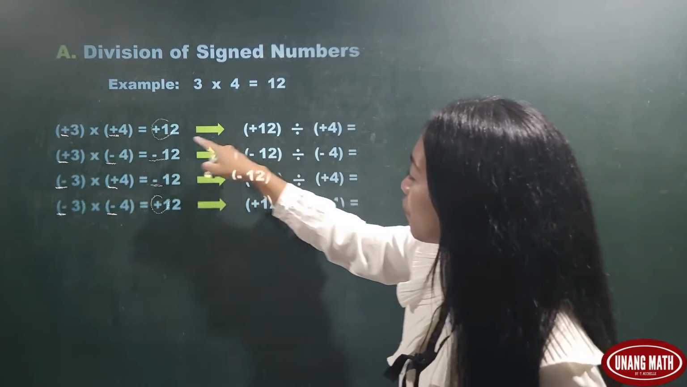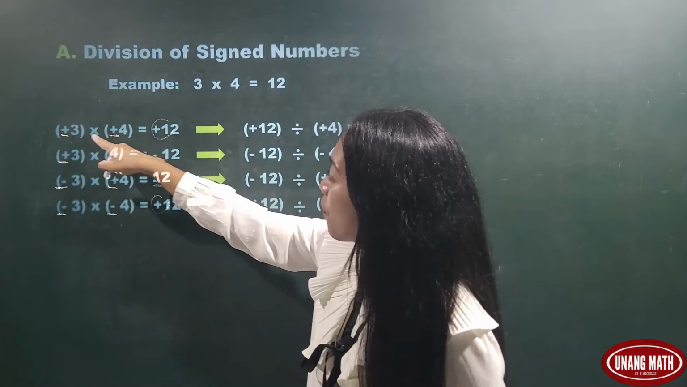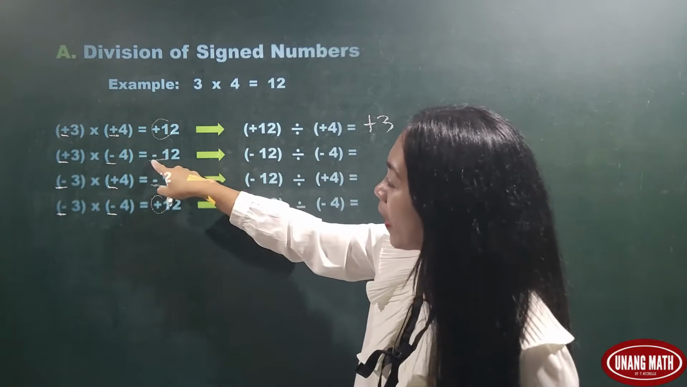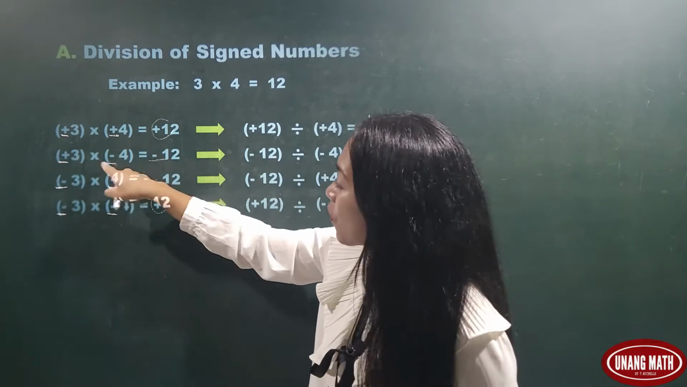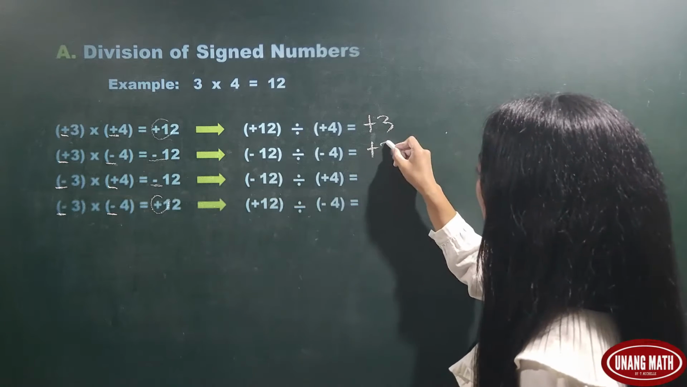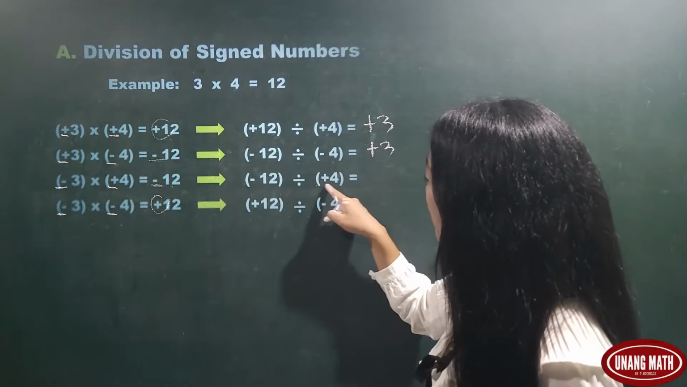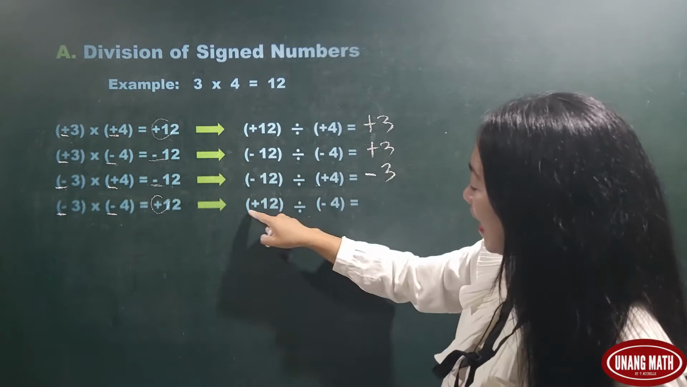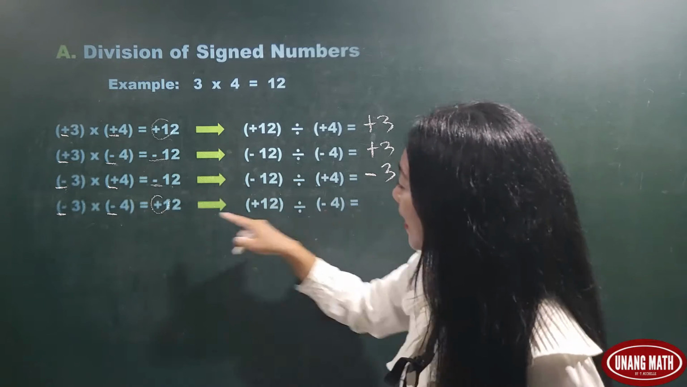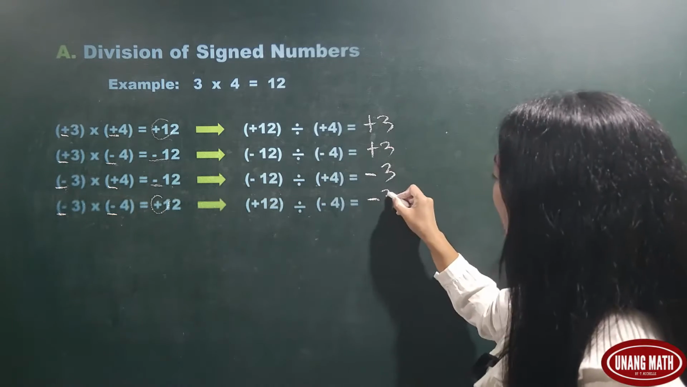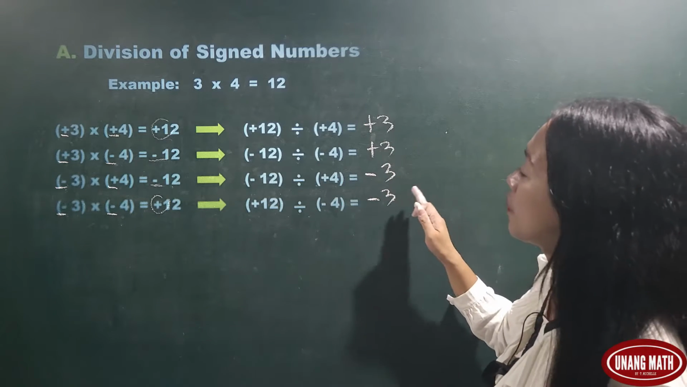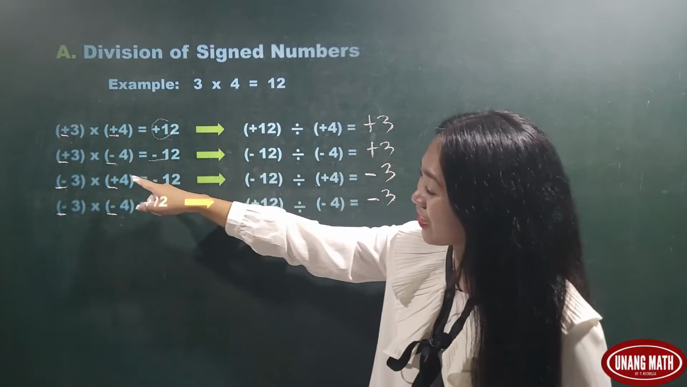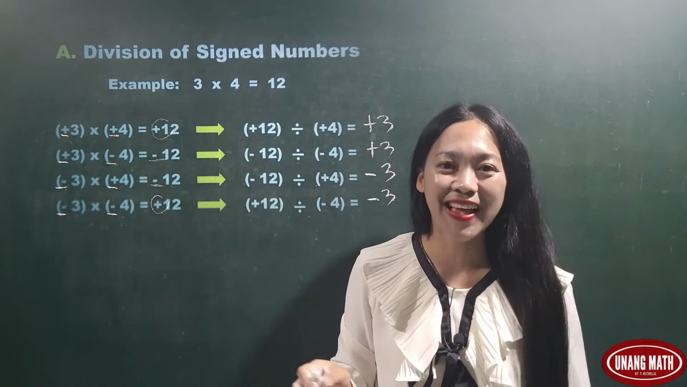Okay, we have here positive 12 divided by positive 4. The answer is positive 3. Negative 12 divided by negative 4, the answer is positive 3. Negative 12 divided by positive 4, we have the answer negative 3. And positive 12 divided by negative 4, negative 3 is the answer. If you take a look at this properly, the rules in division of signed numbers are just the same as the rules in multiplying signed numbers.